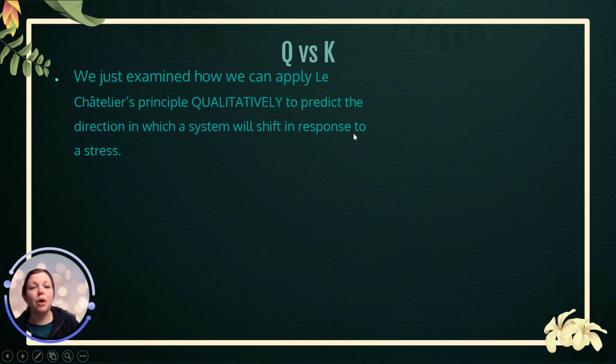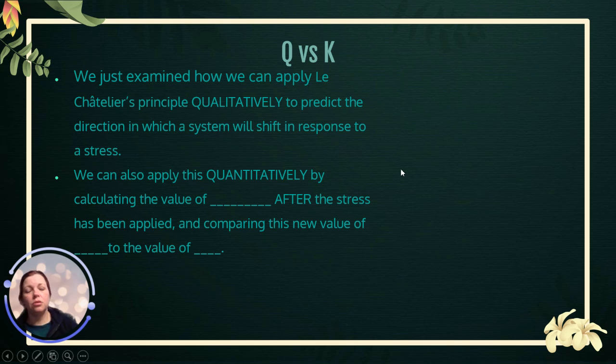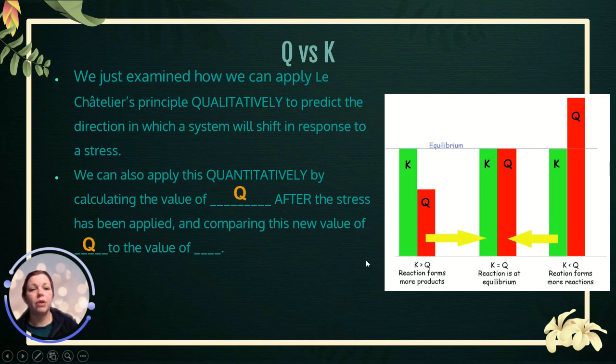So we just examined how we can apply Le Chatelier's principle qualitatively. While we did talk about how Q and K are impacted, we did it in terms of the denominator increasing or the numerator increasing. So we were not actually comparing numerical values directly, which you can actually do. You can quantitatively do that by calculating the value of Q after the stress has been applied and comparing this new value of Q to the value of K. And so that would look like this.